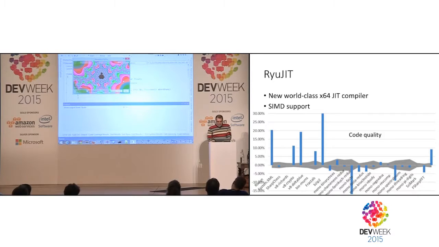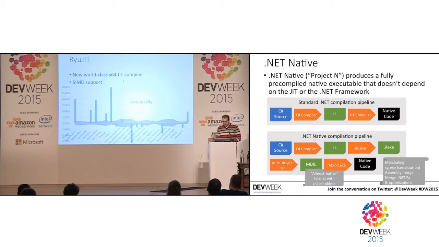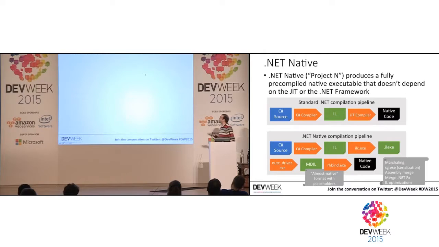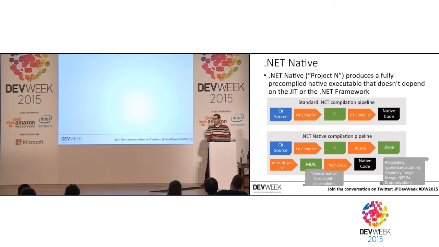OK, so that's the RyuJIT demo I wanted to show you, just kind of illustrating some of the things we can get from the new compiler. And the last thing I'd like to talk to you about today, which is also on the runtime innovation part, is a really incredible effort called .NET Native. Used to be called Project N. Have any of you heard about Project N or .NET Native before? Cool. So Project N was announced, I think, about a year ago, maybe a little less.